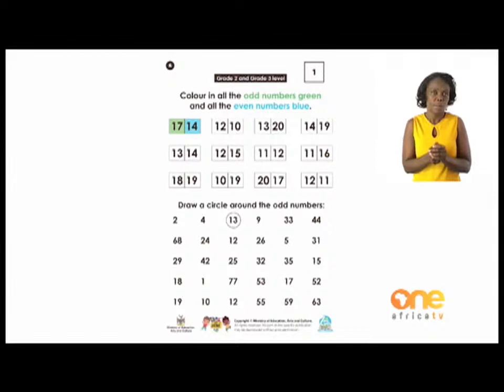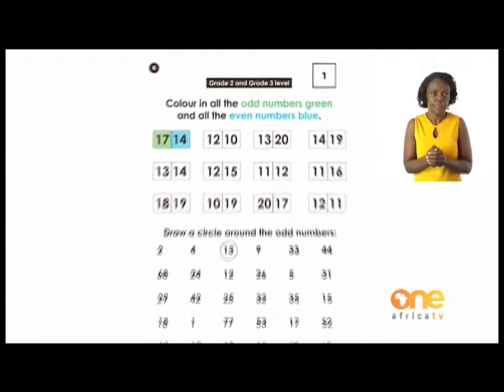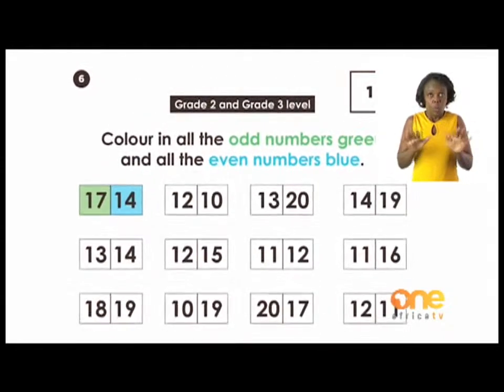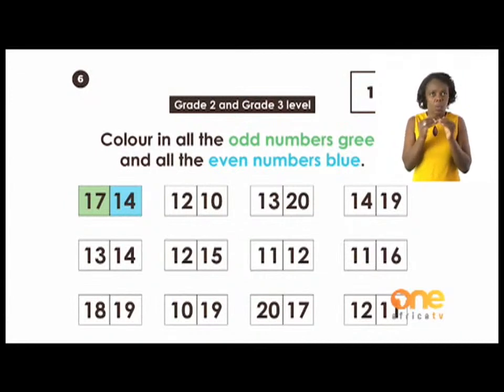For the grade 2s, I have an exercise for you. Oh, it's a very simple one. So I would like you to color in for me all the odd numbers in green. Remember the odd numbers? Yes, you do. And color all the even numbers in blue. Use color blue for the even numbers and color green for the odd numbers.